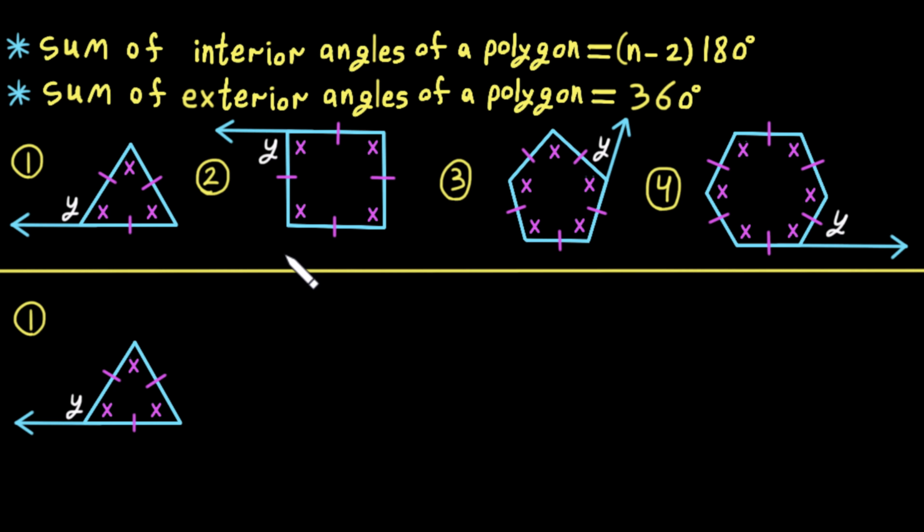In this video, we'll find the missing interior and exterior angles of regular polygons. We will apply this to different polygons from triangles to hexagons, and we will use these two formulas.